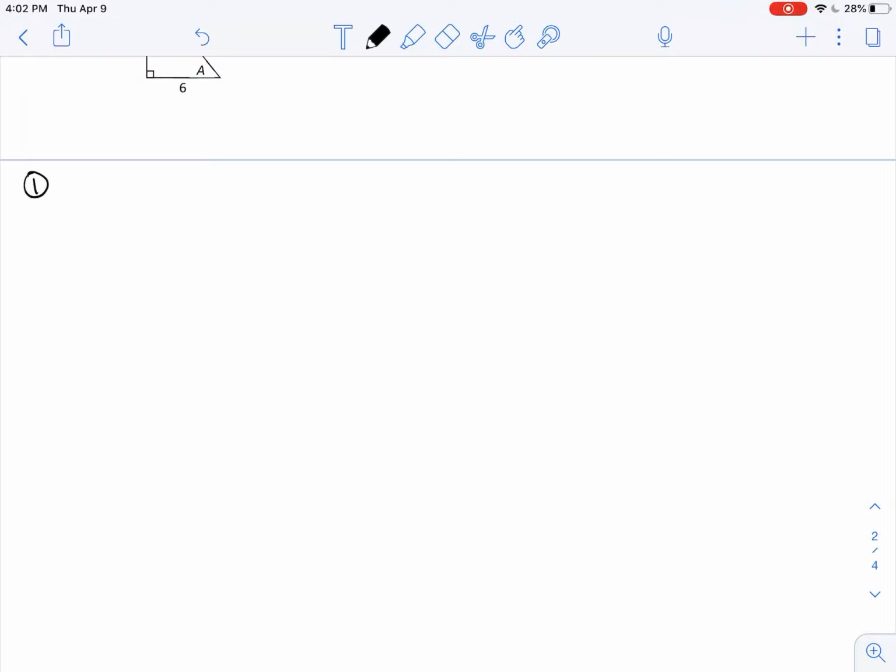Okay, so for these, I'm going to need a little bit more space. So I'm just going to work number 1 down here, and hopefully you can follow along with me. So 2 cosine squared x minus cosine x minus 1. And we're looking for all the solutions between 0 and 2 pi.